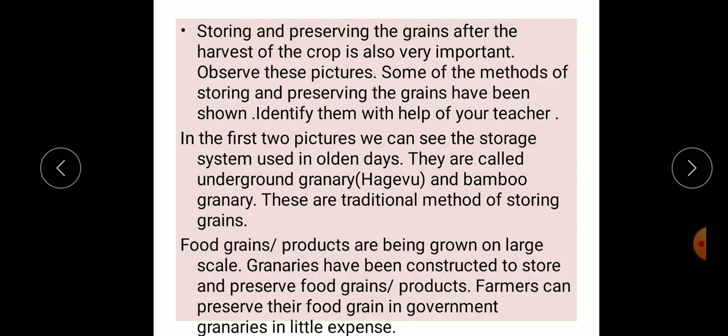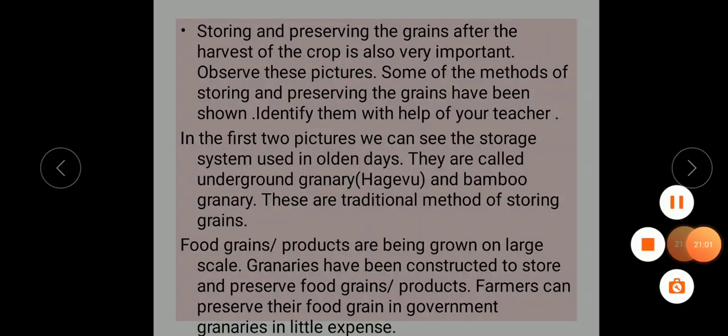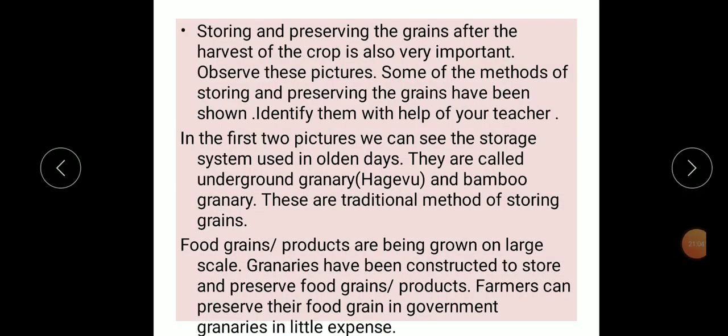Next is storing and preserving the grains. Storing and preserving the grains after the harvest of crops is also very important. Observe the pictures. Some of the methods of storing and preserving the grains have been shown. Identify them with the help of your teacher. In the first two pictures, we can see the storage systems used in olden days. They are called underground granary and bamboo granary. These are the traditional methods of storing grains.